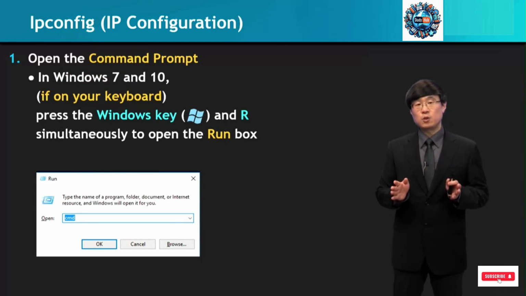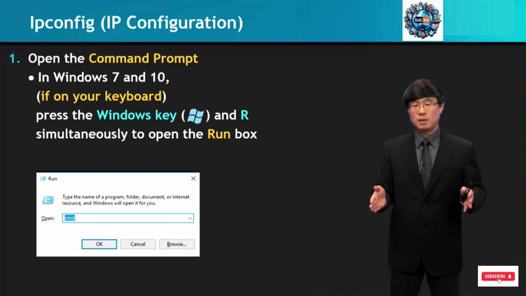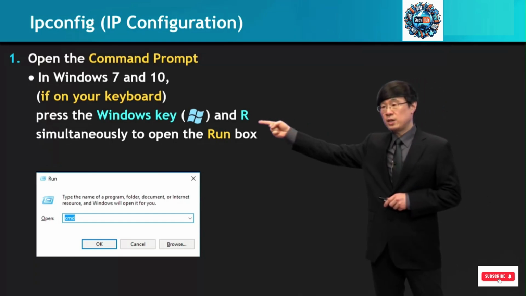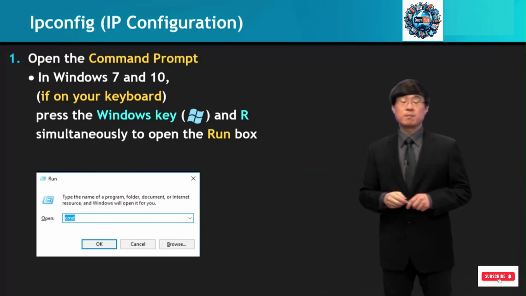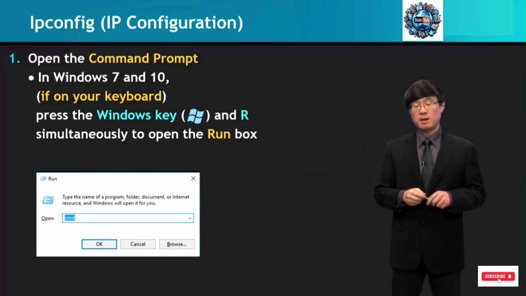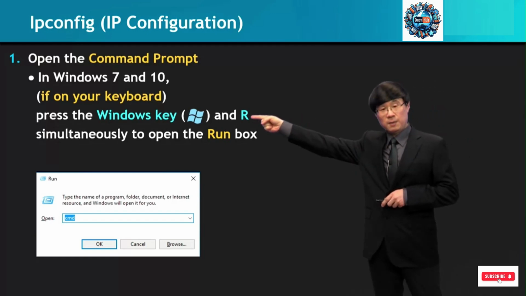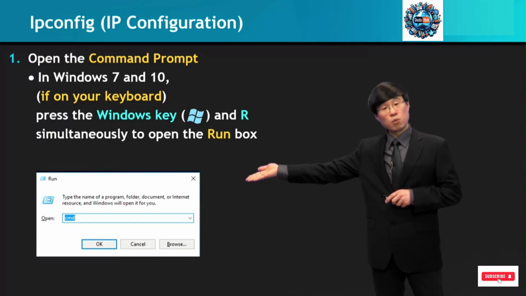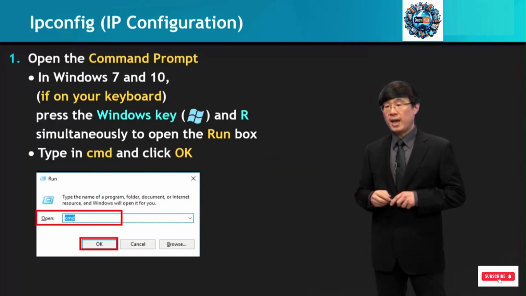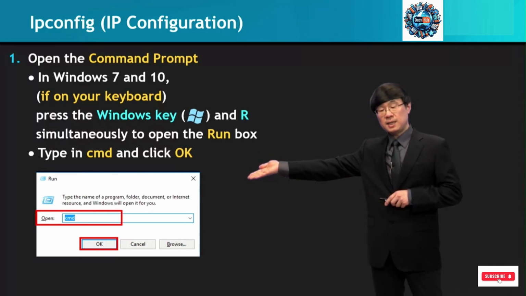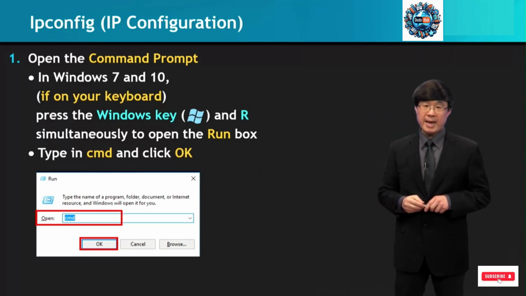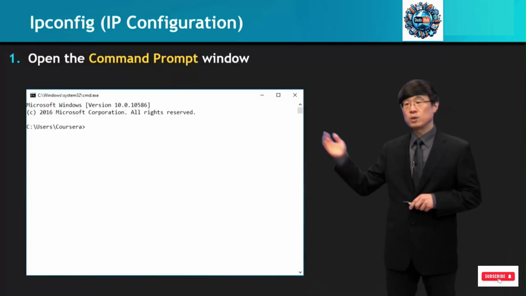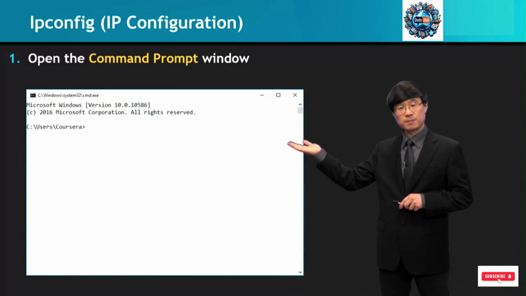Now, if your computer has a keyboard that includes a Windows key, then in Windows 7 or Windows 10, by pressing the Windows key and the R button simultaneously, it will automatically open up the Run box, as you can see right here. And if you type in CMD, which stands for command, and then click on the OK button, you will get the command prompt window like this.